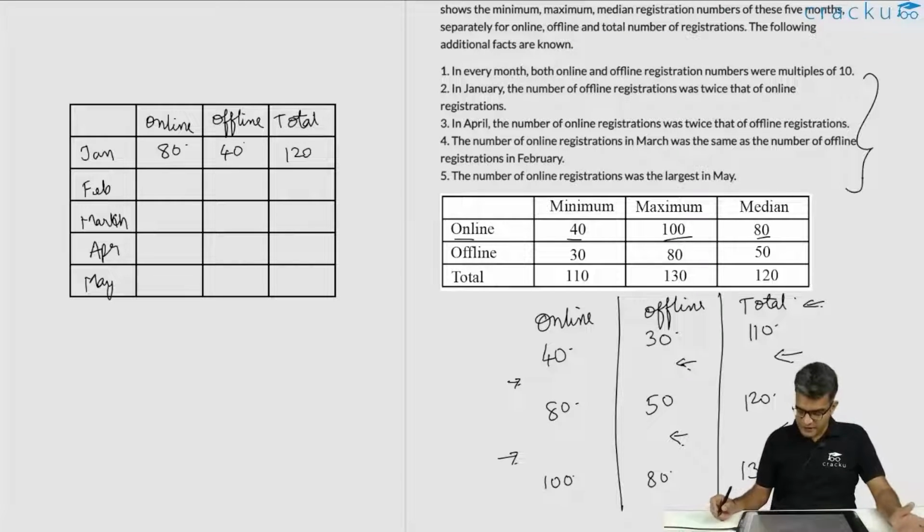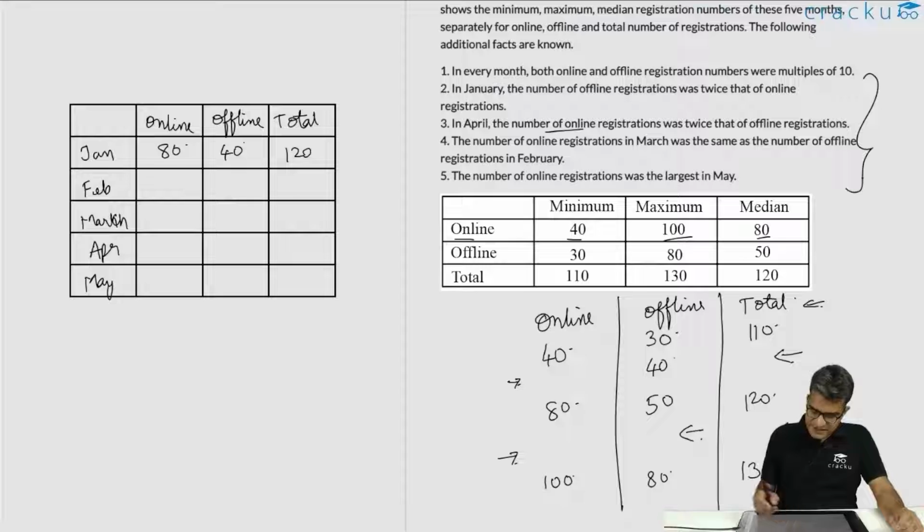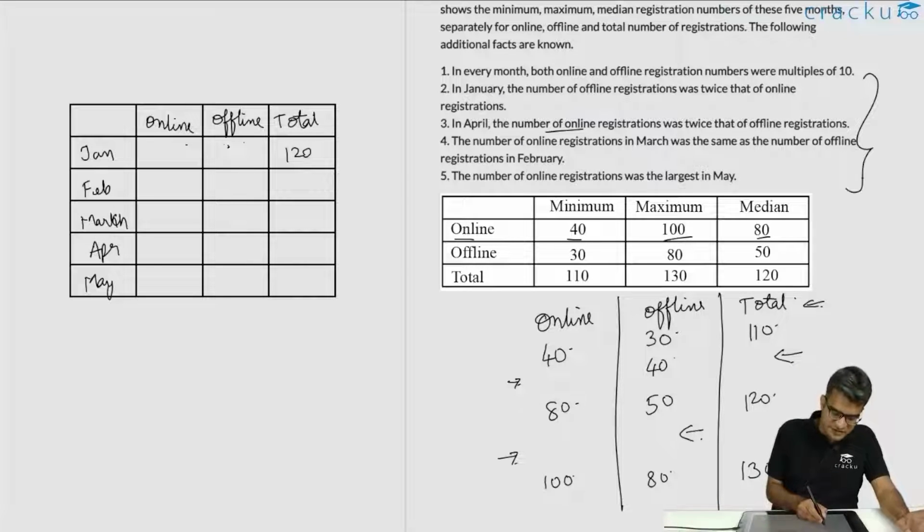We got offline of 40, so that is over here. So the only number that is remaining in offline will be the number that lies between 50 and 80, both included. So it can be either 50 or 60 or 70 or 80. We are told that in April, the number of online registrations was twice that of offline registrations. Okay, 1 second. I think we made a mistake over here. We are told that in January, the number of offline registrations was twice that of online registrations. So this has to be 80 and this will be 40.